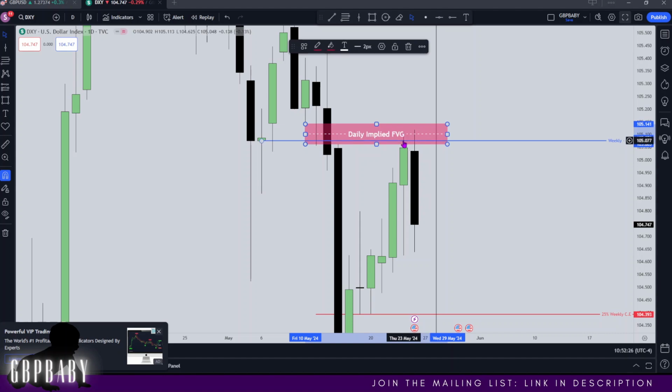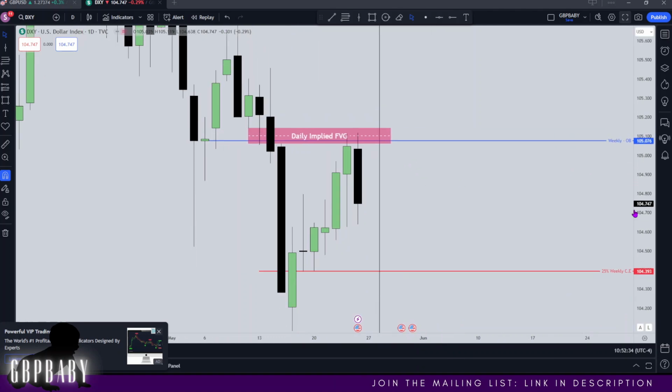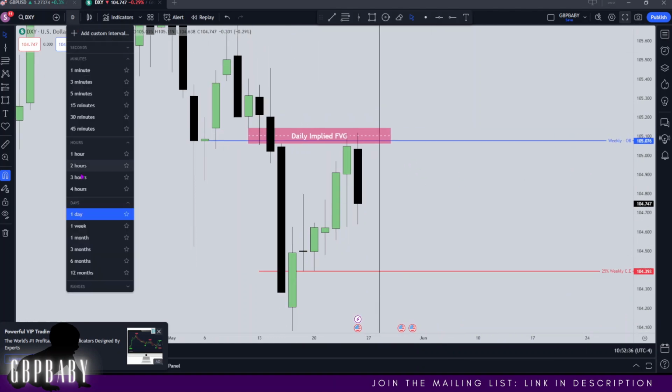We're then able, as price is trading into this, to see this and use it as confluence to then expect some kind of move. But that's how I'm looking at price. Beautiful week. Let's see what the 4 hour is saying.